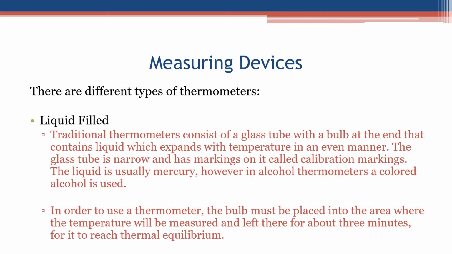Liquid-filled. Traditional thermometers consist of a glass tube with a bulb at the end that contains liquid which expands with temperature in an even manner. The glass tube is narrow and has markings on it called calibration markings. The liquid is usually mercury; however, in alcohol thermometers, colored alcohol is used. In order to use a thermometer, the bulb must be placed into the area where the temperature will be measured and left there for about 3 minutes, for it to reach thermal equilibrium.